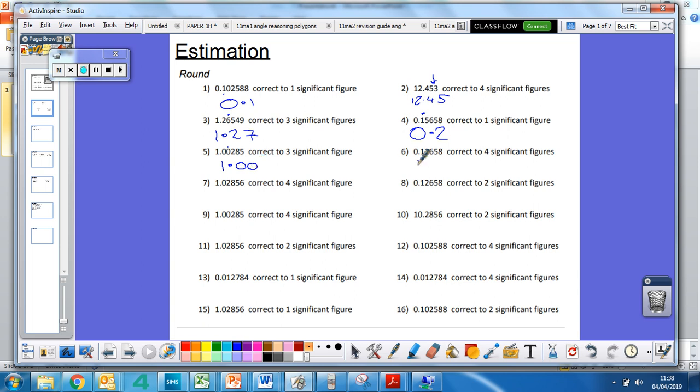4 here becomes 0.126 something. Look at the 5. What's after it? The 8. We round up. It's 0.1266.